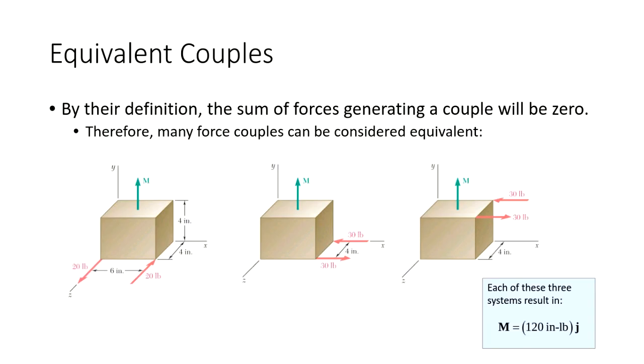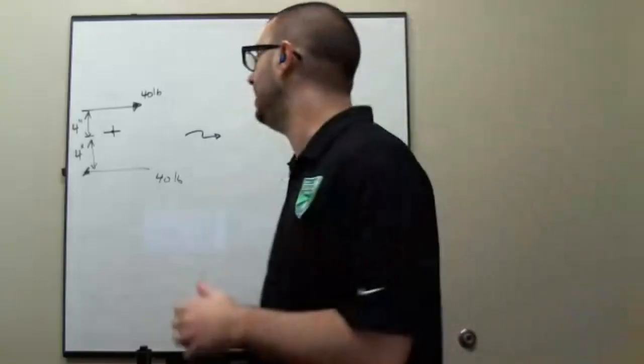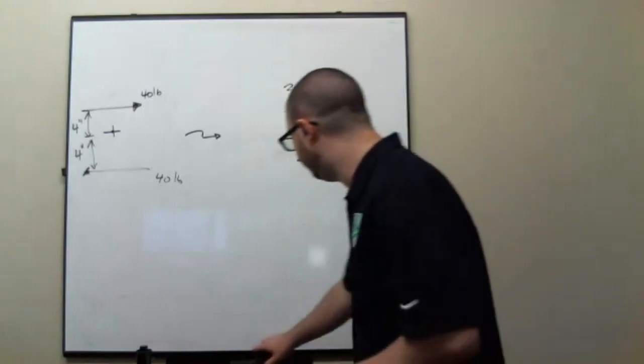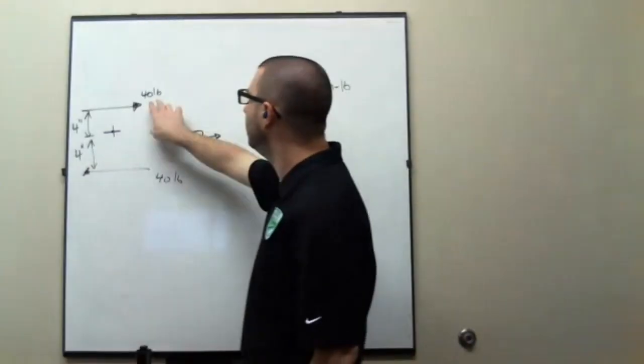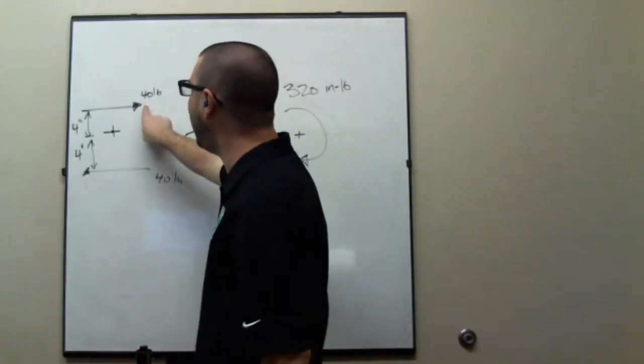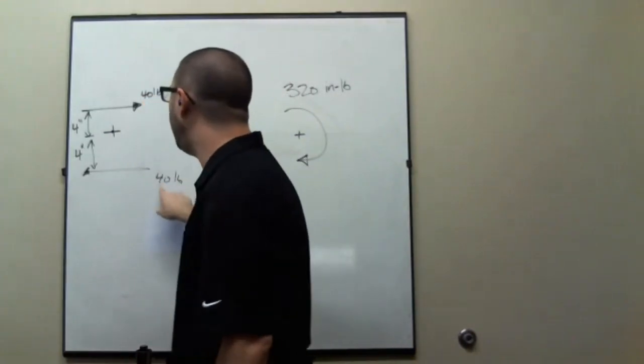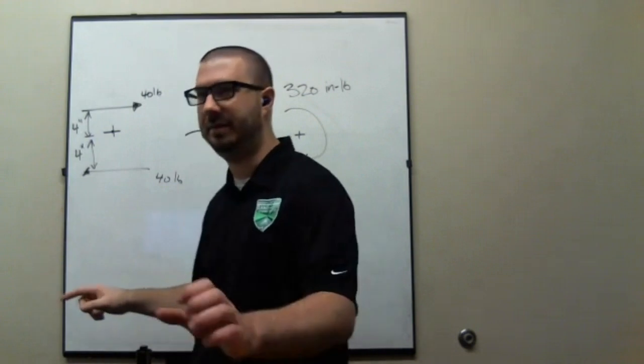couples is that they allow us to begin the process of looking at simplifying systems. Okay, and here's what I mean by that. Let me stop the share here, and I want to look at that slide in a second. So let's take a look at this example that I have here on the screen. So I have a 40-pound force acting to the right and a 40-pound force acting to the left.